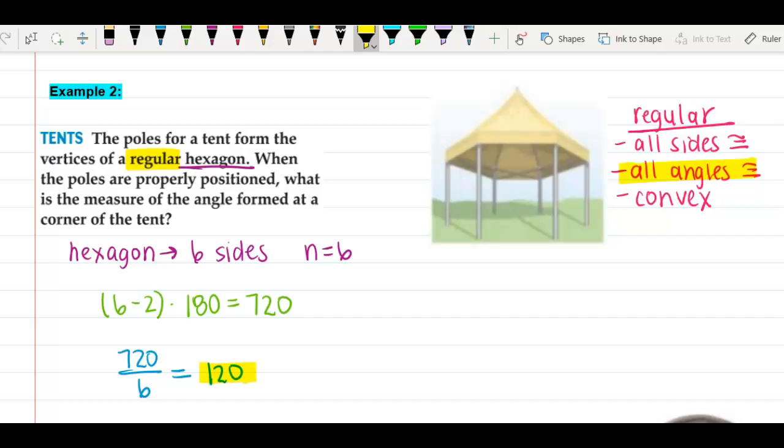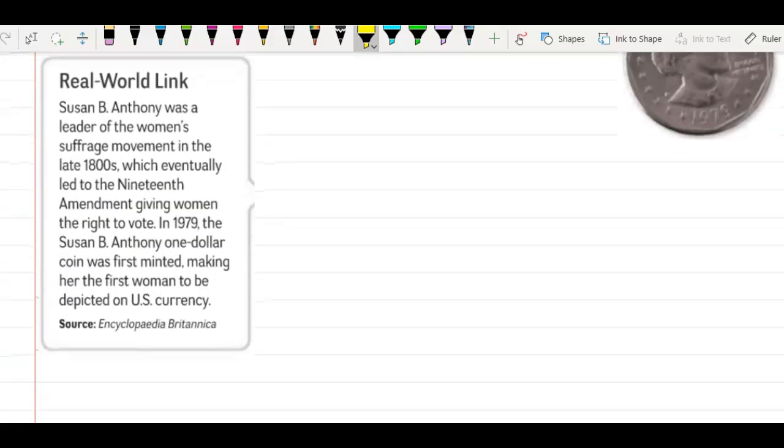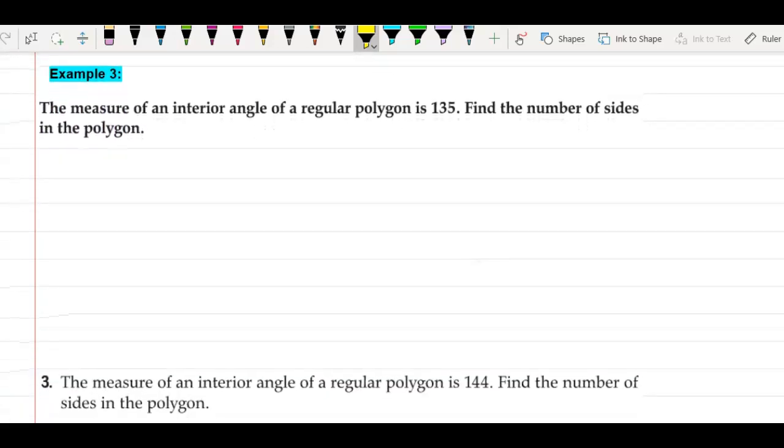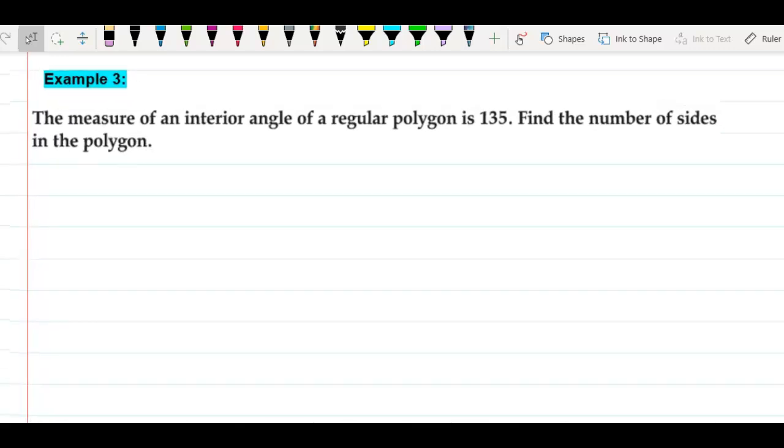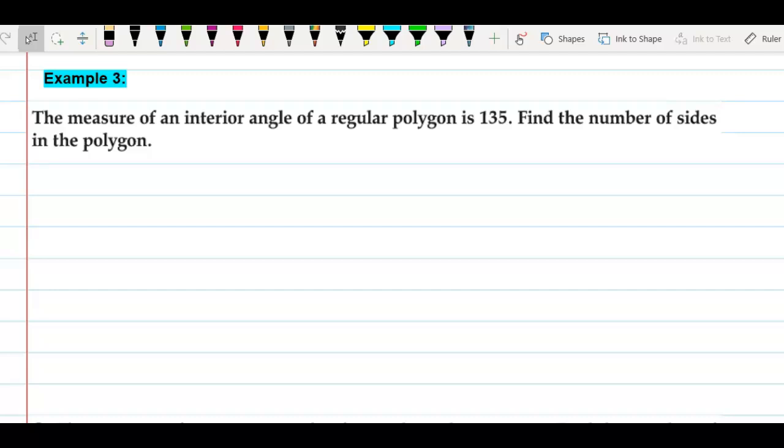All right, next one. It says the measure of an interior angle of a regular polygon is 135. Okay, so there's a lot in that statement. Our goal here is to find the number of sides. So let's break this down and see what we can reason through as we talk about this. So the measure of an interior angle.